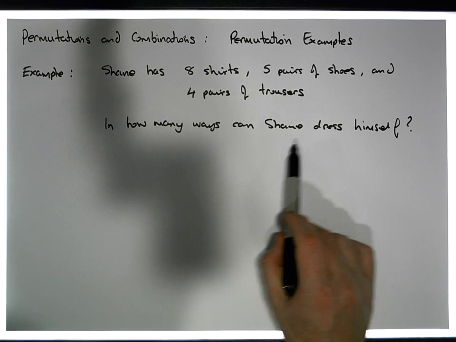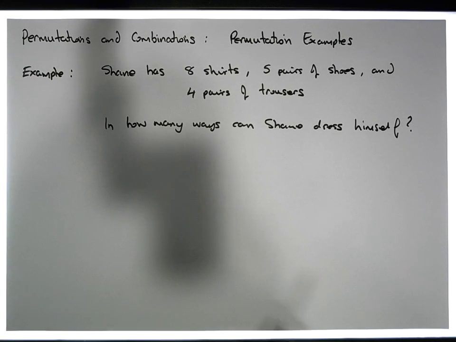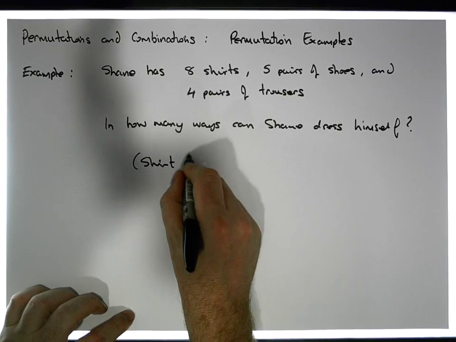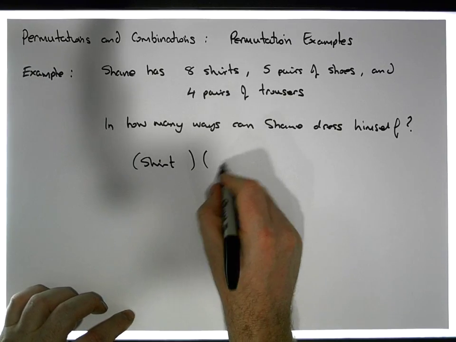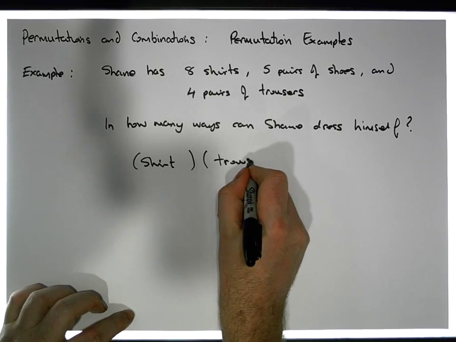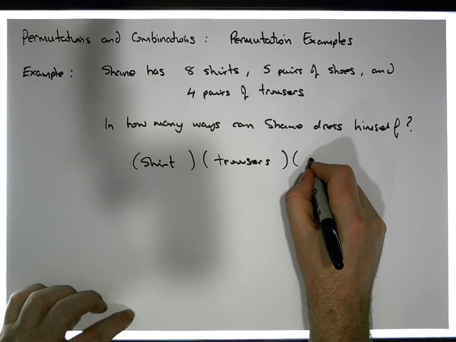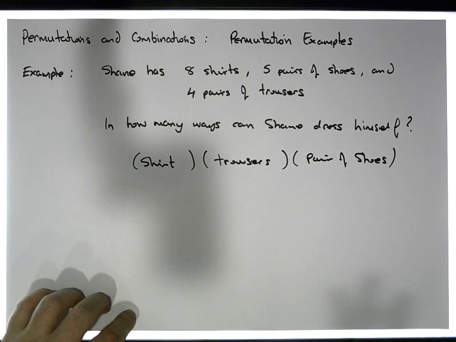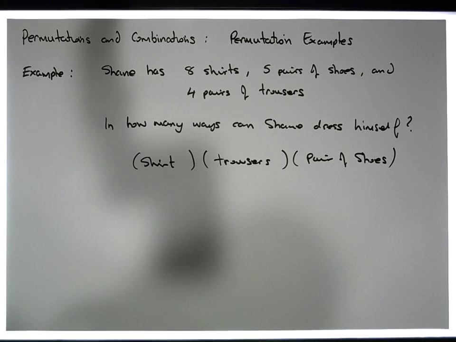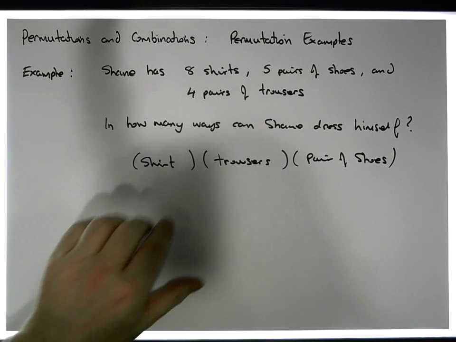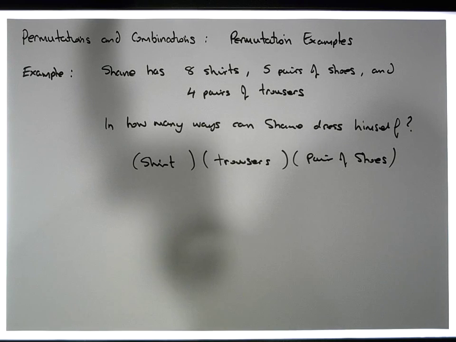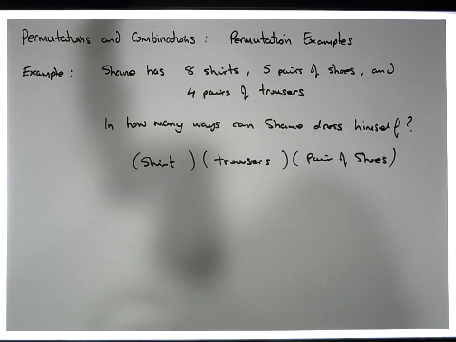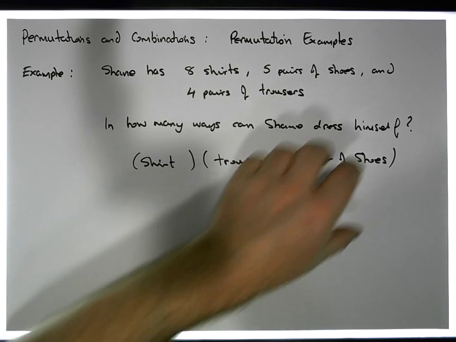So in how many ways can Shane dress himself? Let's keep in mind that when it comes to dressing himself, he needs to choose a shirt. The shirt can then be associated with a pair of trousers, and then he needs to also choose a pair of shoes. So this is counting rule number 2 again. For each selection from a particular bag, there's a number of objects in each of the bags. We have to choose something from our bag of shirts, something from our bag of trousers, and something from our shoes.